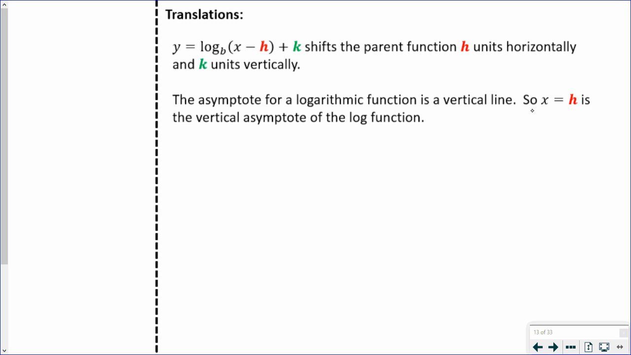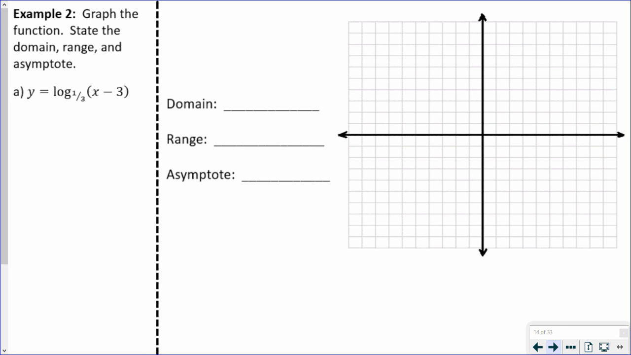Now also notice that your asymptote is going to be x equals whatever this h value is. So if it's minus h, then you have x equals h. If it's x plus h, then you have x equals negative h. So it's opposite of what it looks like in here, just like it is when you're shifting. Okay. All right, so let's look at example 2a.